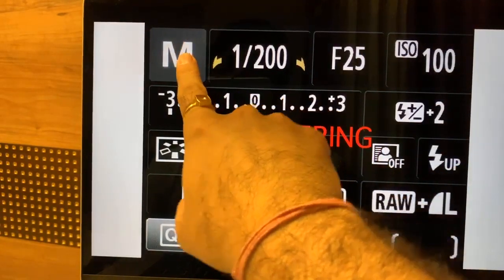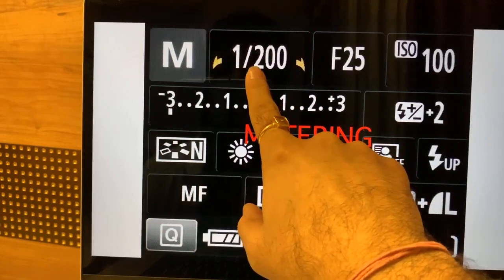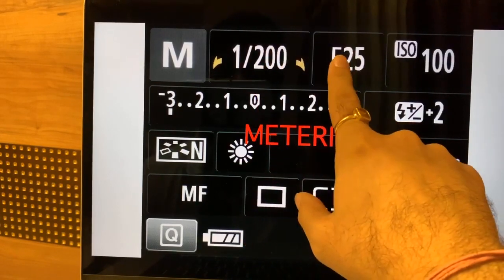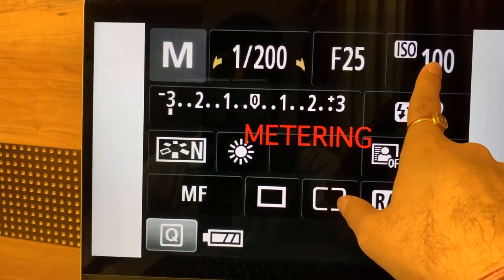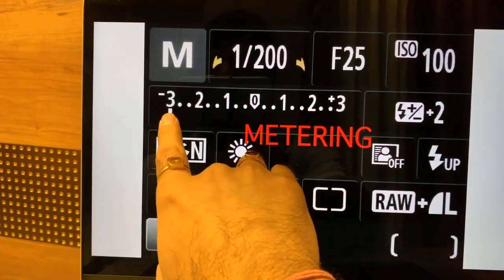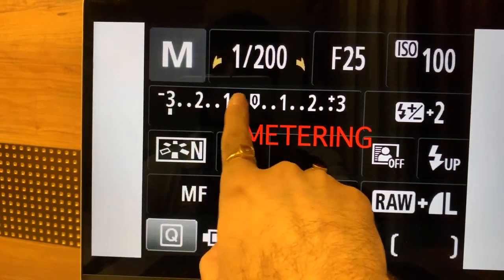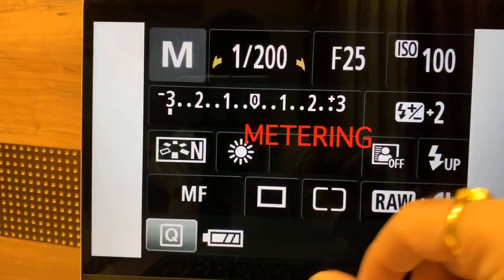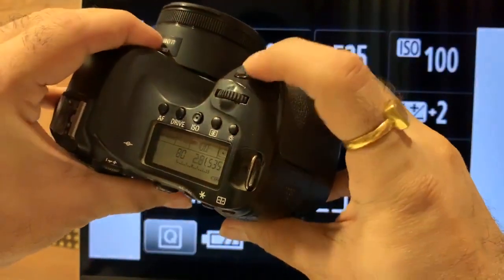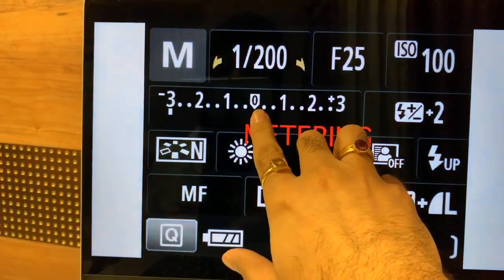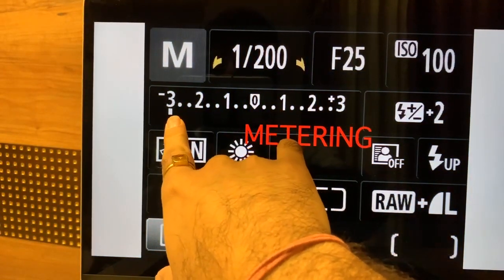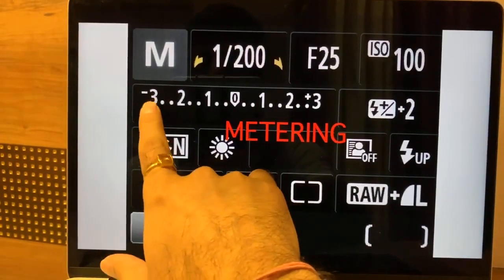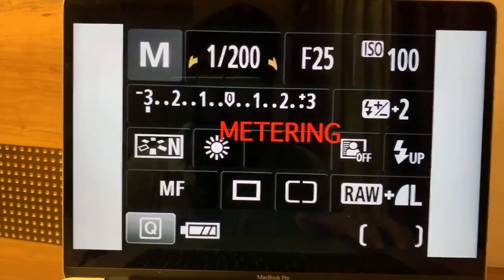So what is metering? My camera is on manual mode over here. If I keep just a hypothetical situation, a shutter speed of 1 by 200, f25, ISO 100, metering is telling me, my cursor, you can see, this is -3, -2, -1, 0, +1, +2, +3. When I do metering, in the sense when I do a half release of this button, that's the shutter release button, my cursor has gone on the -3. When the cursor goes on -3, it means the camera is telling me I'm going to get a very dark image. This is what metering means.